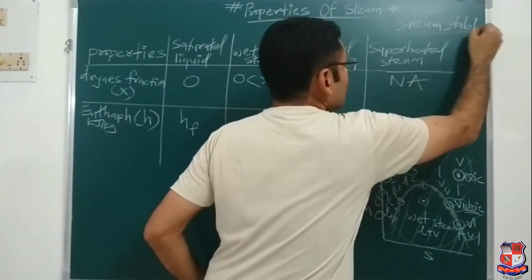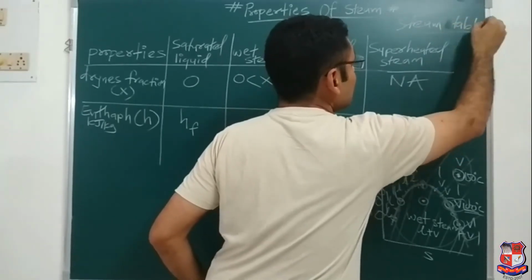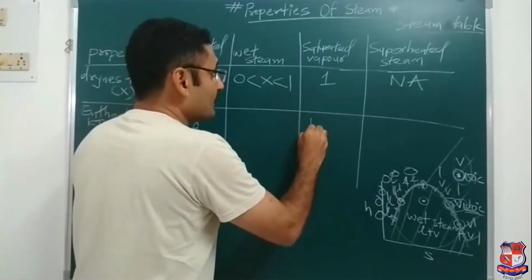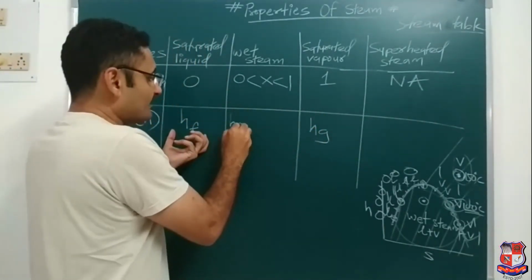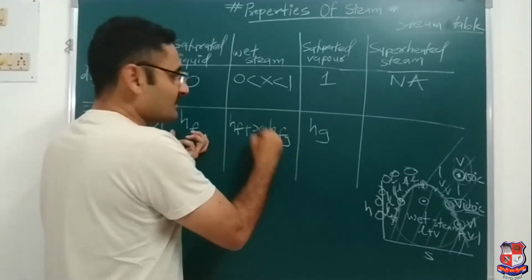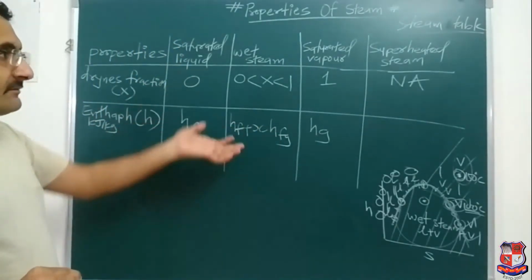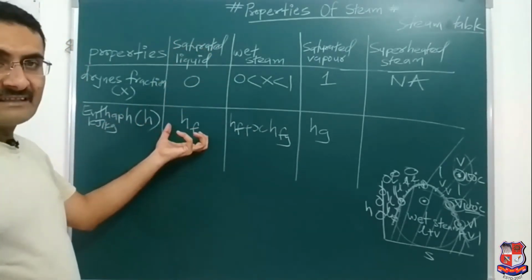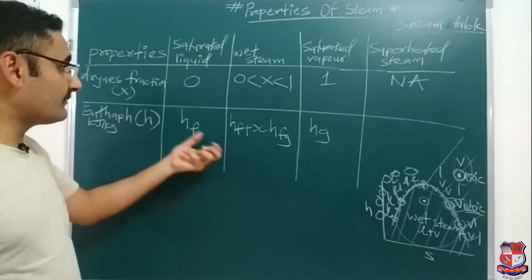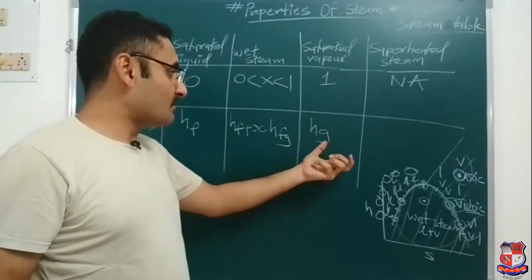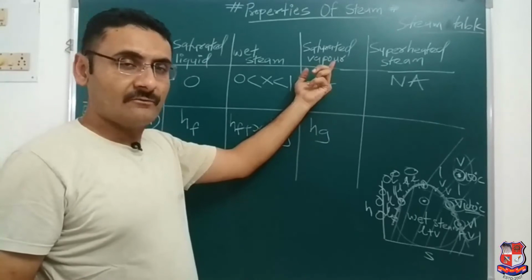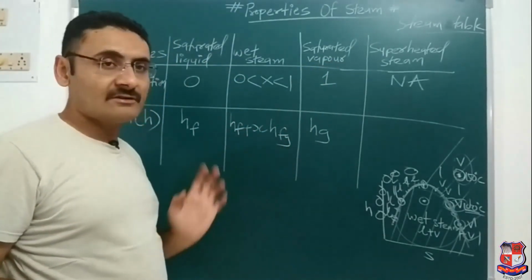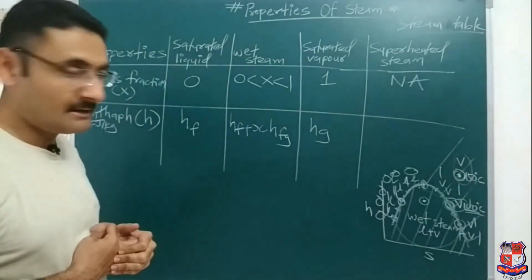In the steam table, you will get this type of symbols: Hf, then over here you will get Hg, then over here you will get Hf plus x Hfg. Each and everything you will get from this steam table. For that I will prepare a new video. Now for saturated liquid, its enthalpy is Hf. Enthalpy of fluid means for liquid. For saturated vapor it is enthalpy of gas, Hg. Why gas? Because it is in the form of vapor. Then for wet steam, enthalpy is Hf plus x Hfg. That equation you have to remember.